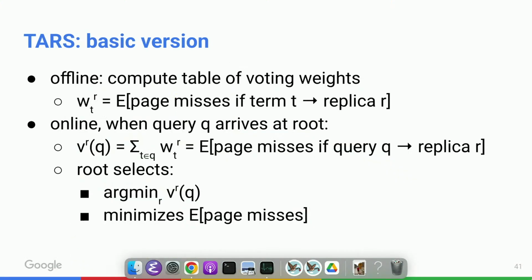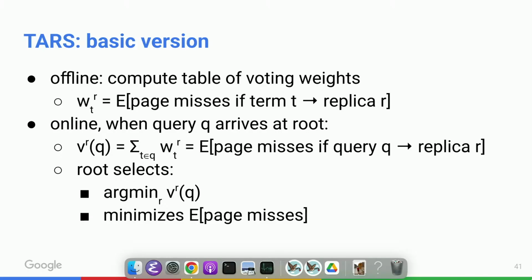All right. So basic version of TARS, what are we going to do? We're going to compute this table of voting weights. What does that table look like? I'm going to set things up such that the voting weight for term T against replica R is the expected number of page misses if that term T goes to that replica. And you can rightly ask, how the heck am I going to get that number?